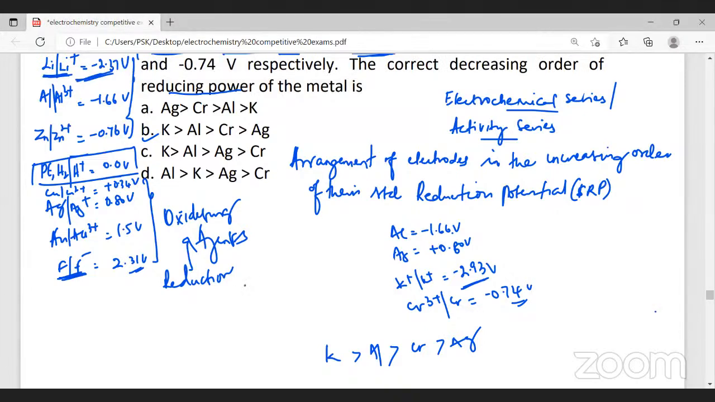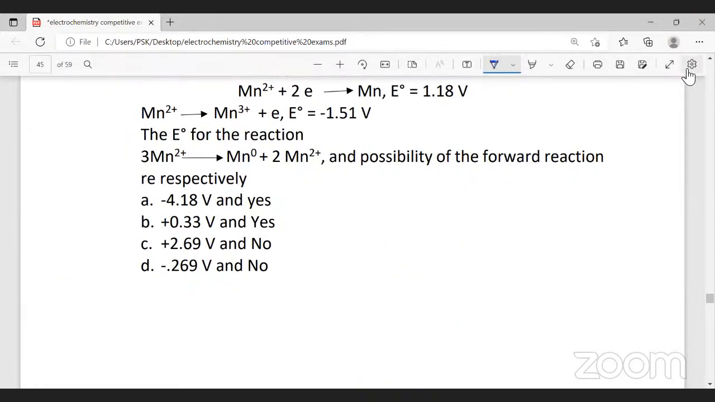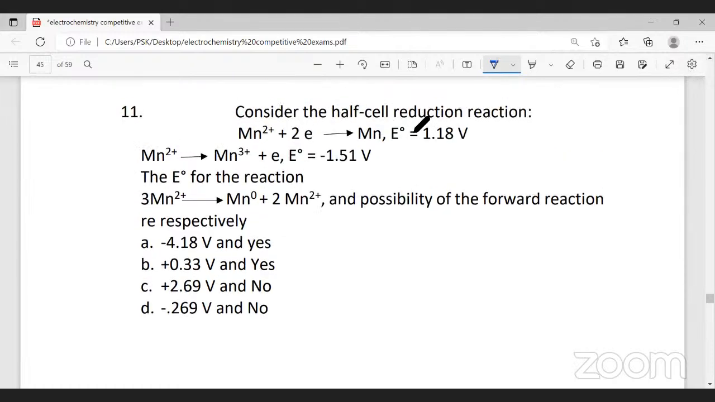The next question, we'll have to work a lot of questions possibly today. All right. The next question: consider the half cell reduction reaction, Mn2+ plus 2 electrons giving you Mn. So this is gain of electrons, which is reduction. And the electrode potential E0 is 1.18 volt. It is minus 1.18 volt. The minus sign is missing here. It is minus 1.18 volt.